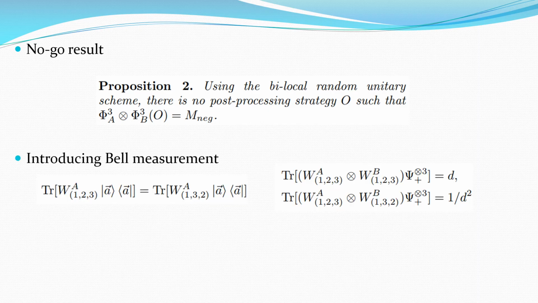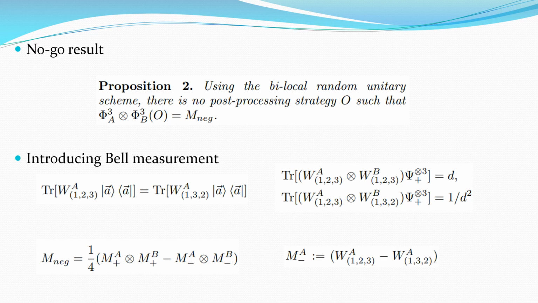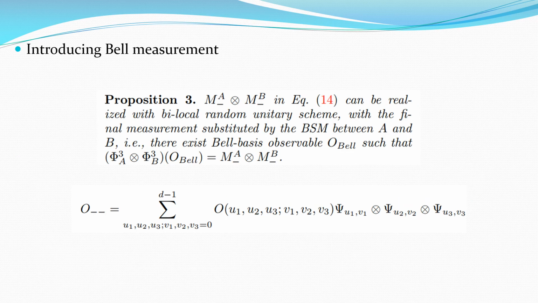In fact, the no-go result comes from the following reason. Because the three-order permutations 1,2,3 and 1,3,2 give the same result for the product basis. So, based on this intuition, we introduce the Bell state basis. It can give different results for the permutation depending on their directions. So we further decompose the negativity into two parts. And we found that the second part, which means a Bell diagonal observable O_BL, can give the solution to this function. And considering our measurements, in fact, we do a Bell state measurement between A and B after the U_A tensor U_B evolution.